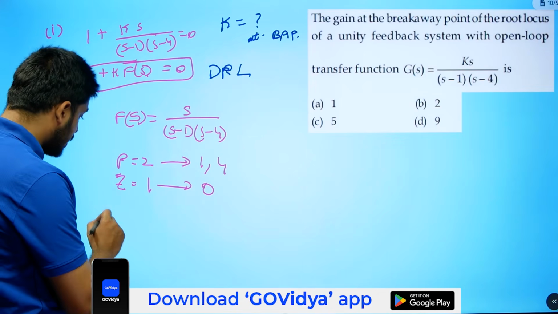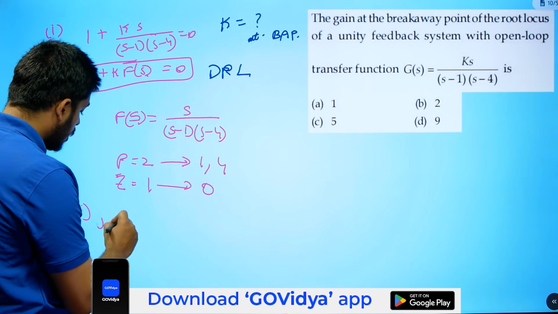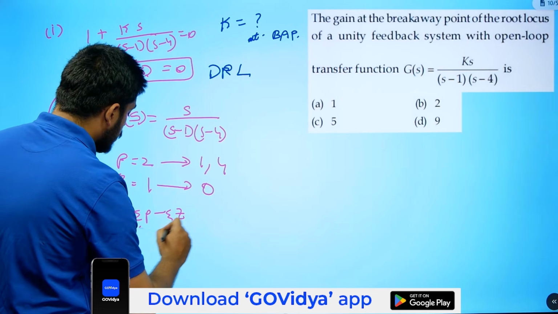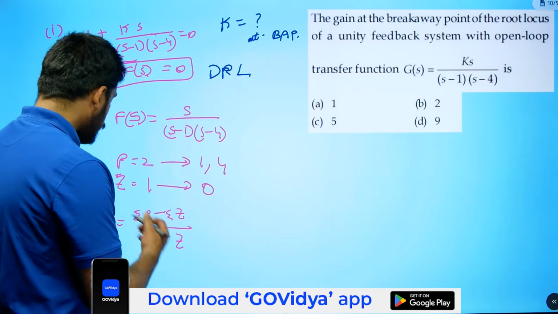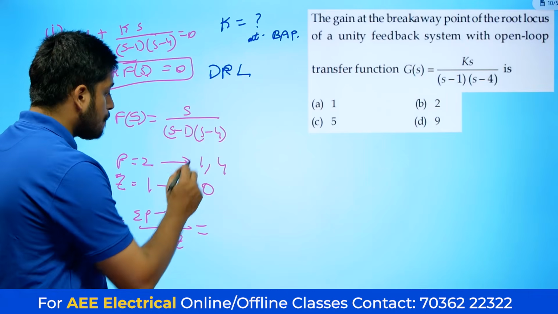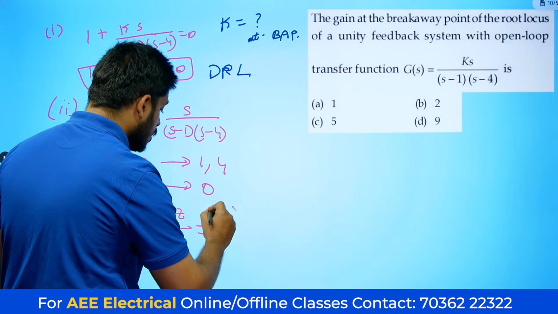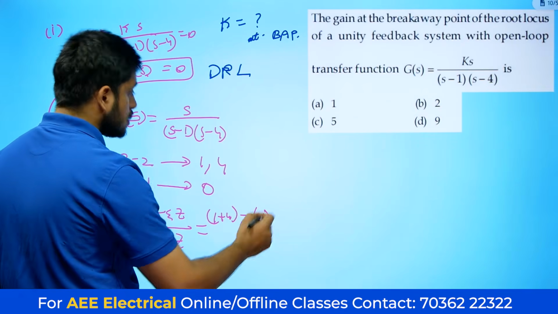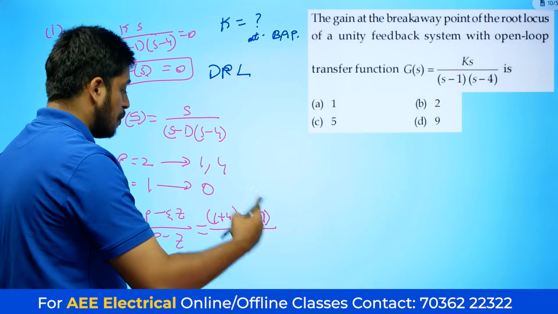What is the centroid? Now we will find it, the third step. Centroid sigma is sigma p minus sigma z divided by p minus z. This is the equation of sigma centroid. So sigma p is nothing but the sum of poles, 1 plus 4, minus the zeros. Sorry, 0 is my zero, and 1 zero is available.